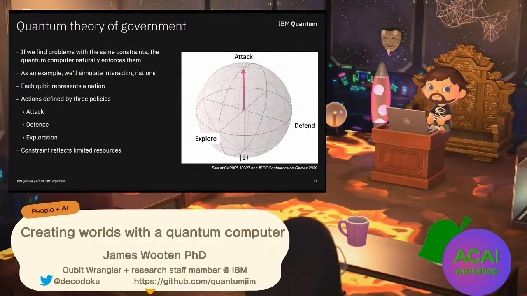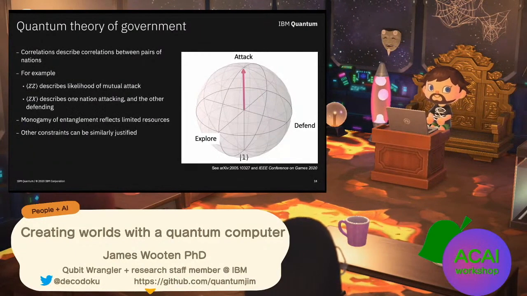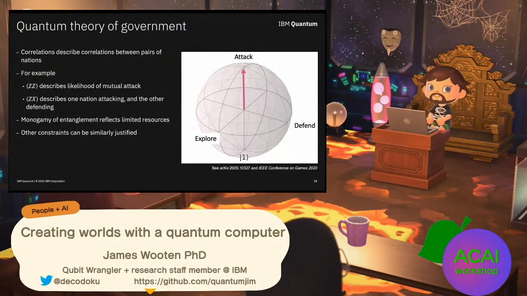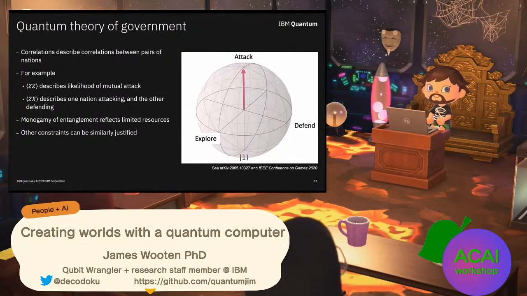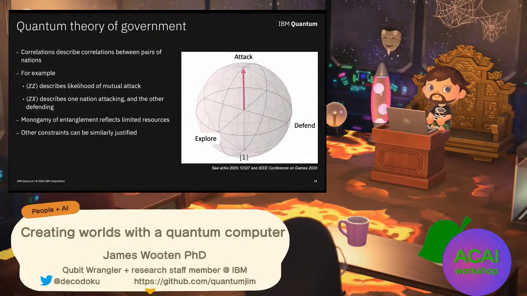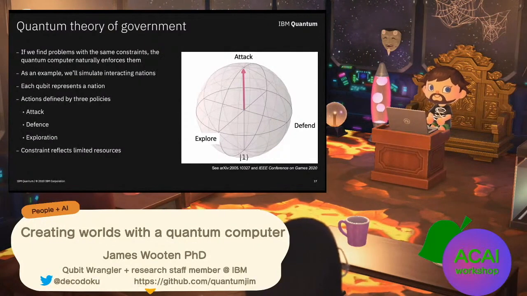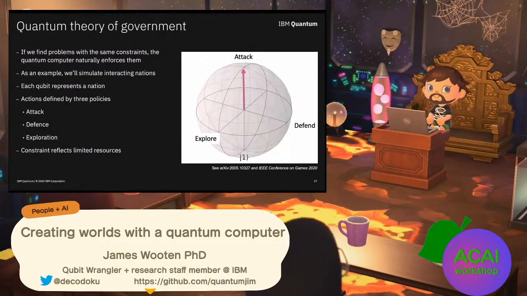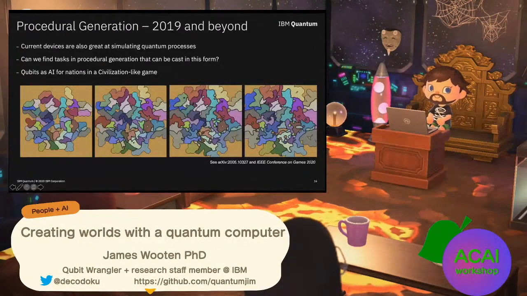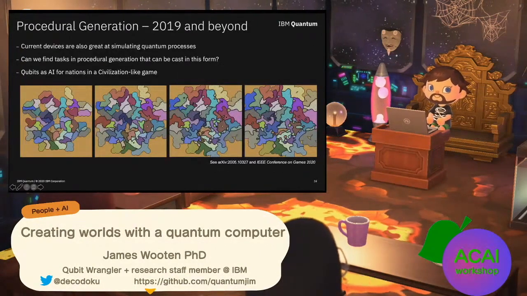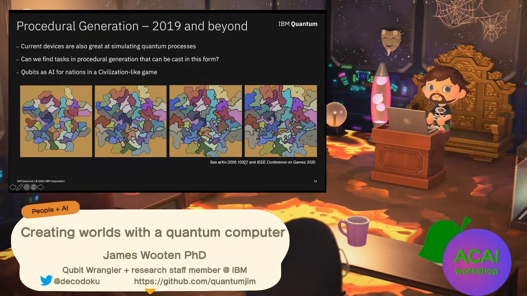And also different aspects of how countries relate to each other is related to the unique ways that you can get correlations in quantum state. So I'm not going into any detail of this here, but well, these are the ideas. So this means that each qubit on the device is a nation, and by simulating interactions between these nations, we are simulating the process of them growing over time. And there's of course other details, and you can read about them in the paper, which is on arXiv.